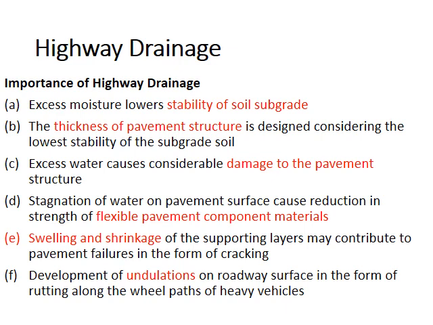weaker and the thickness won't be enough to sustain the traffic loads. Water will also damage the pavement structure and the strength of the pavement component materials will be reduced, and the supporting layers will experience swelling and shrinkage. That is, when moisture is absorbed, there can be an increase and reduction in volume or densification, and undulations can develop on the roadway surface in the form of rutting, which can also occur in the presence of water.